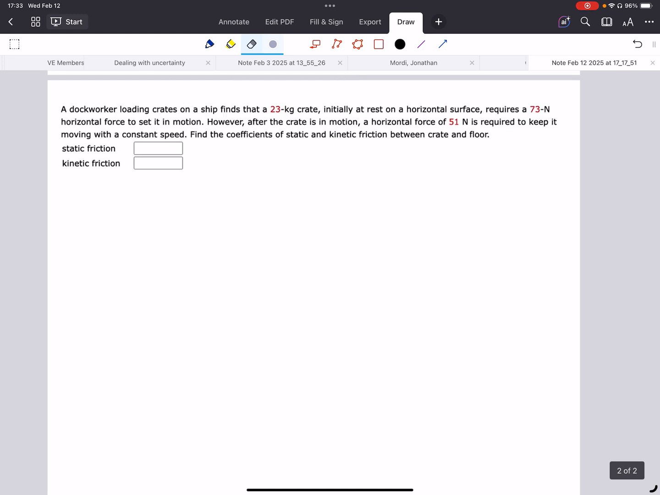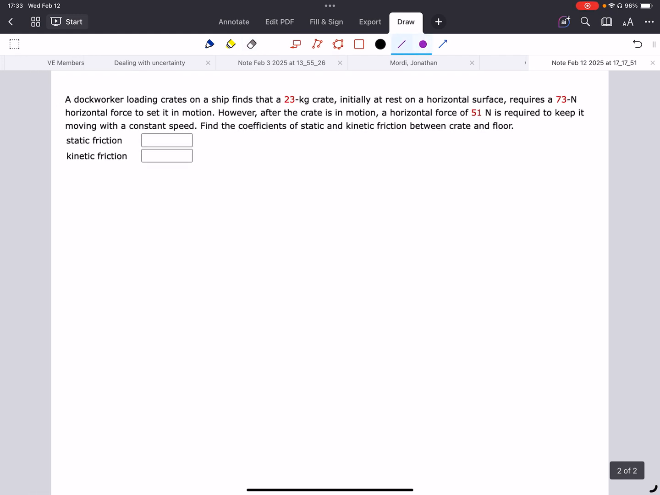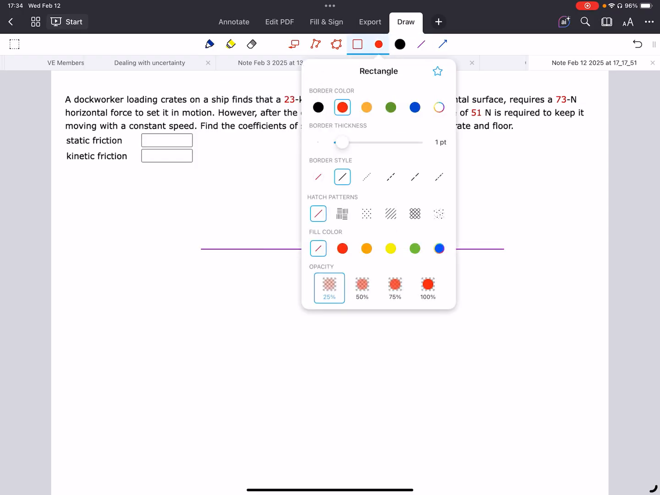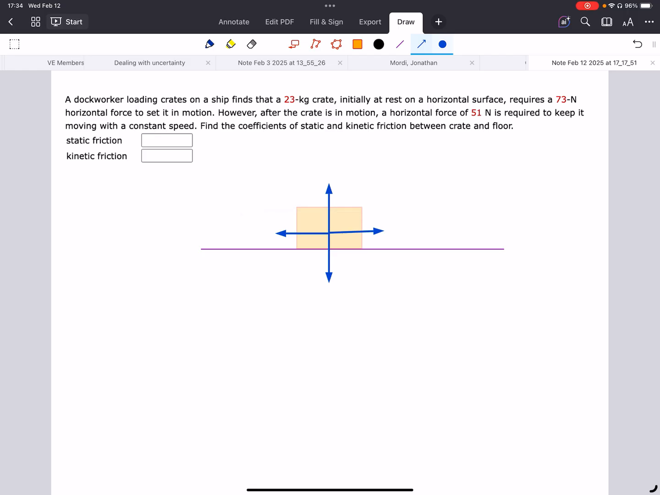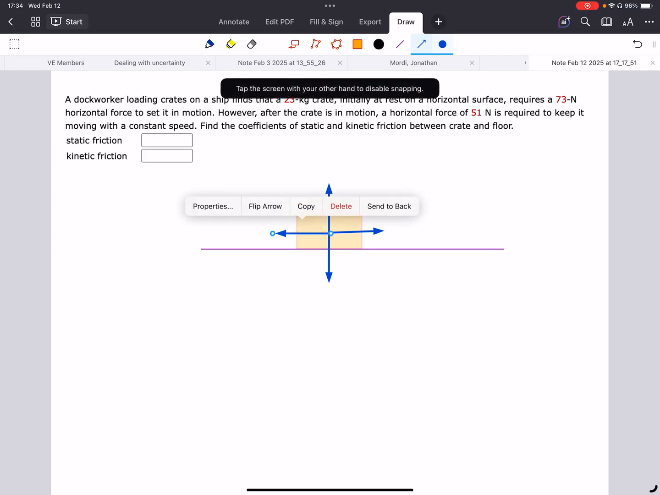Okay, the second part is asking us to essentially repeat this process, but now the box is sliding. However, the box is sliding at a constant speed, and that's important because it tells us that there is no acceleration in any dimension for this part of the problem either, which means we're going to end up with some very similar looking math. Our force diagram looks very, very similar too. The only difference being that my horizontal force arrows are a tiny bit smaller than they were before as my force is reduced.